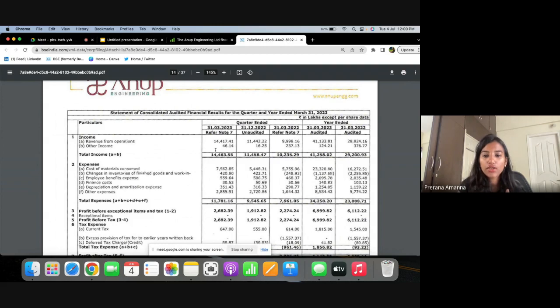Even on a year-on-year basis, if you see, it is from 2 crores to 4 crores. So why is this other income increase there? Again, it's not big. Sorry, on a quarter-on-quarter basis it has increased from 0.16 to 0.4 crores.